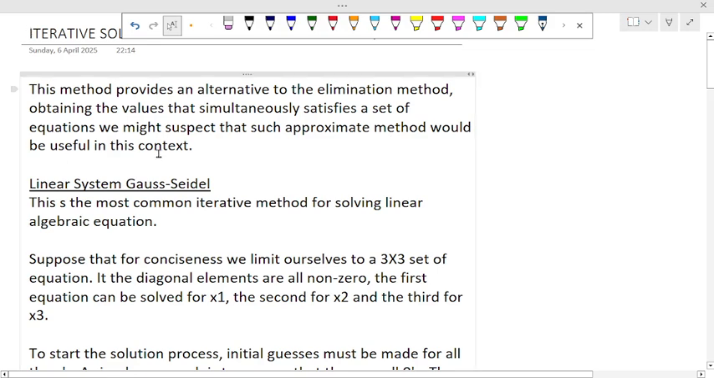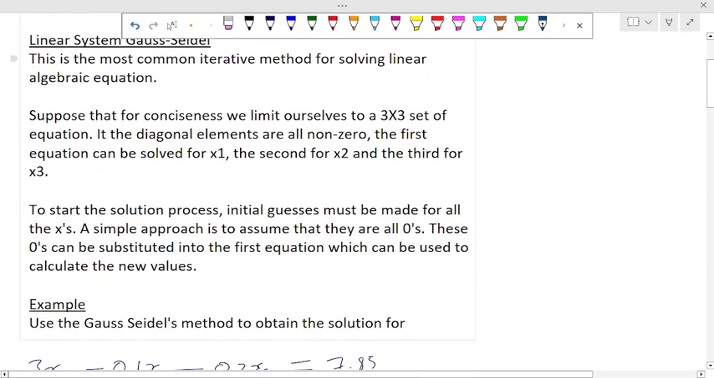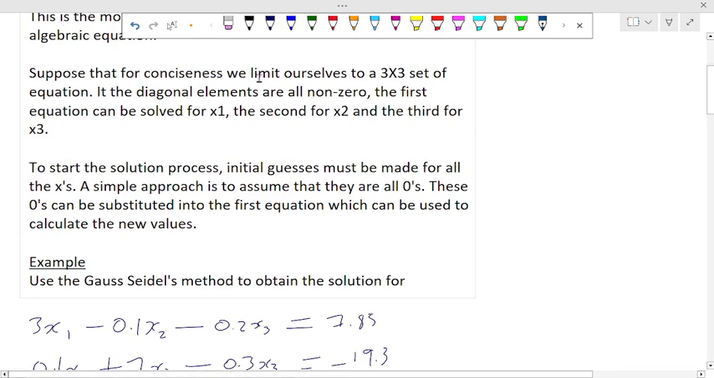The keyword here is iterative, like iteration. For linear systems, Gauss-Seidel is the most common iterative method for solving linear algebraic equations. Suppose, for conciseness, we limit ourselves to 3x3 sets of equations.